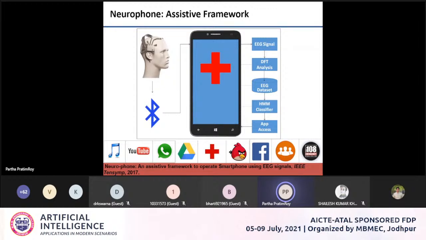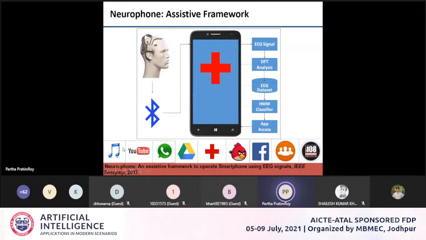Now if we train our machine for different kinds of symbols, then later when the patient visualizes or imagines one of these symbols, like he wants a medical service, he has to imagine this plus symbol, and whatever EEG signals we acquire during that time, from that we can understand what kind of service the patient is looking for. Whether he is looking for playing games, or a service, or he wants to call a phone, or music.